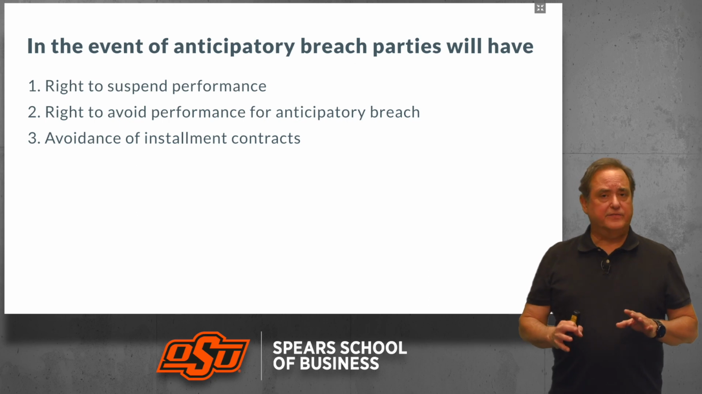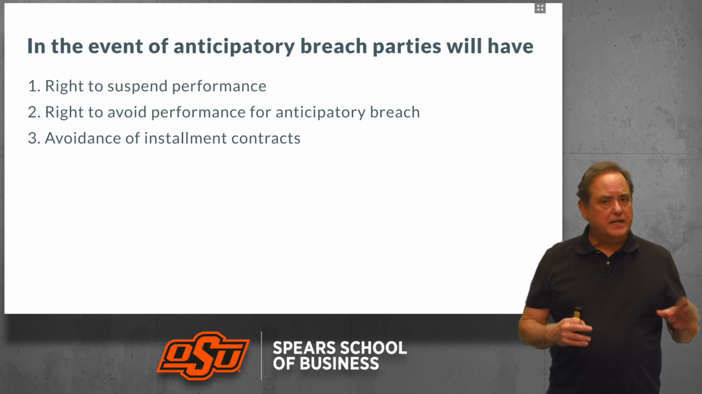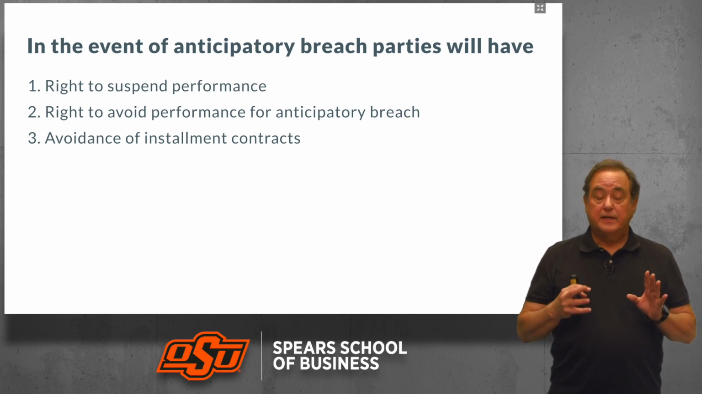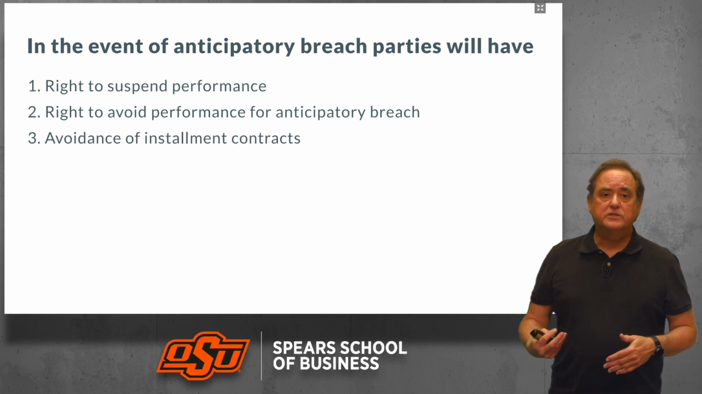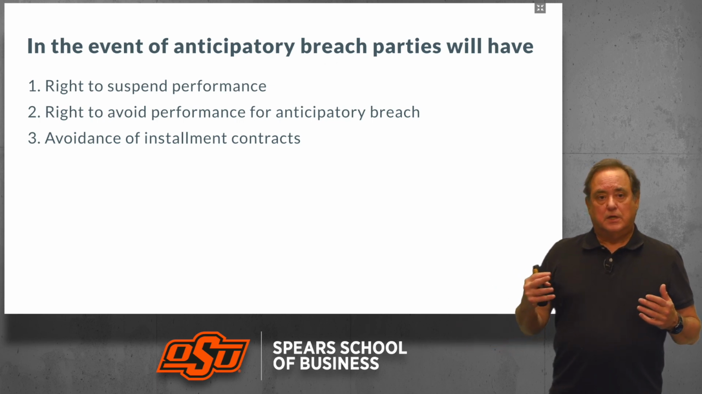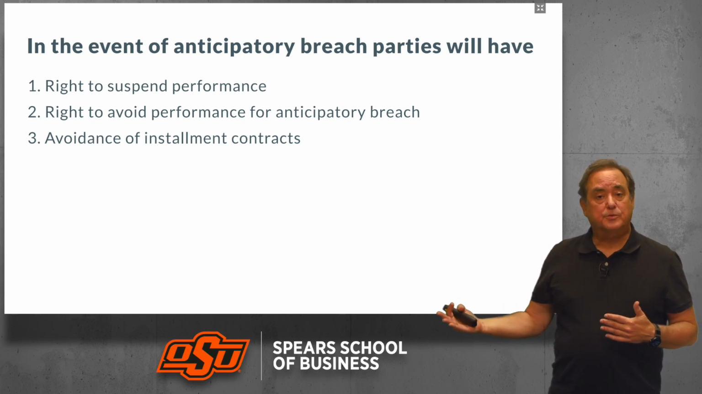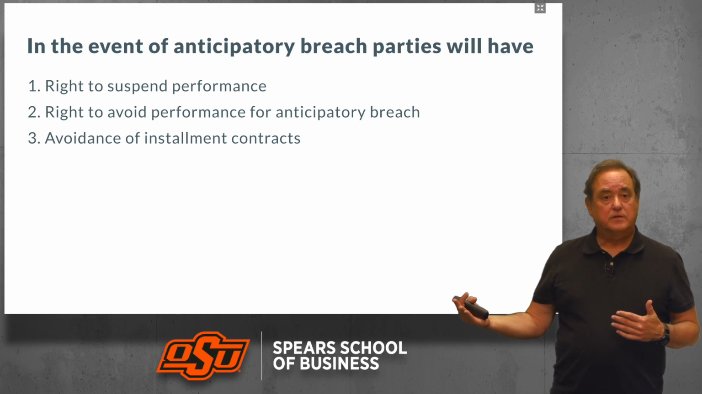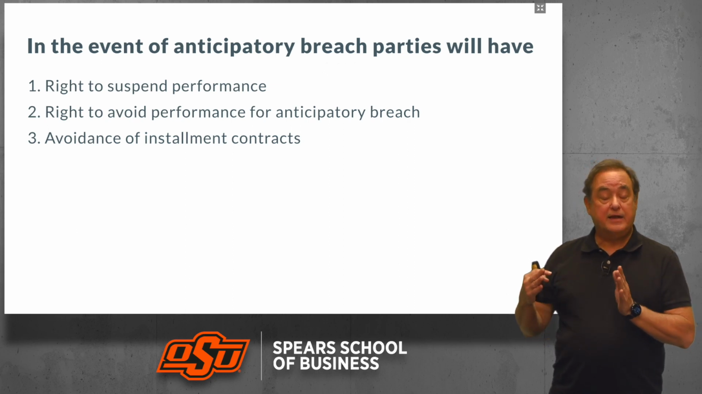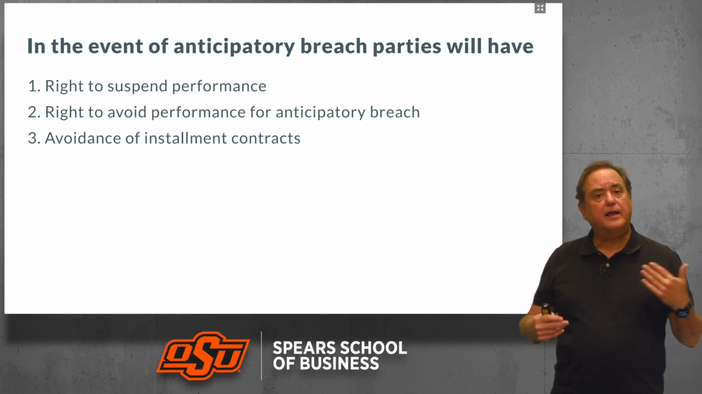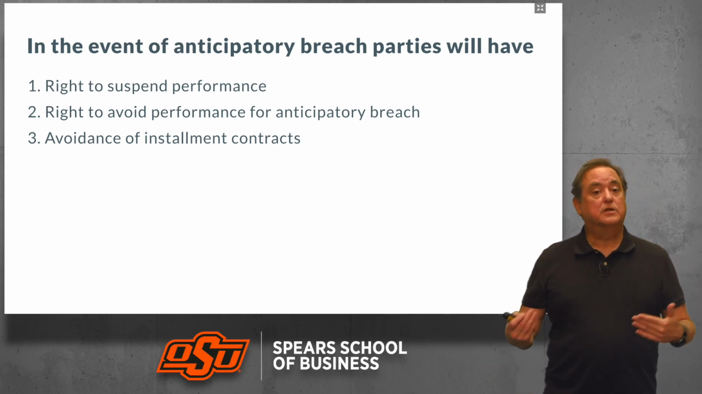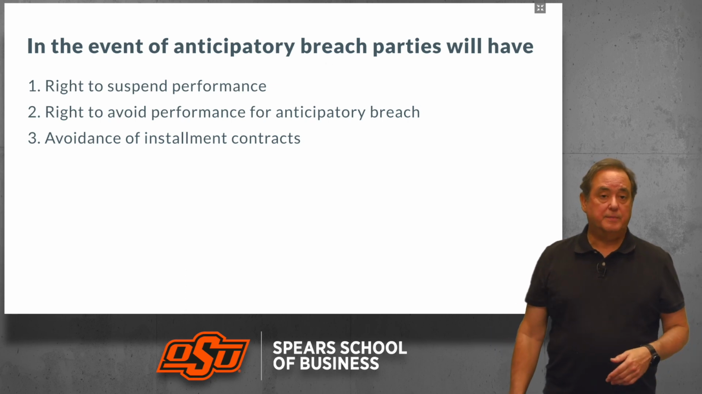So, in the event of anticipatory breach, the CISG gives the parties certain rights. First of all, they could suspend performance, meaning if I believe that you are not going to pay for the goods, I can suspend my obligation to ship the goods to you. I have a right to simply avoid performance, to cancel performance entirely. Or if it's going to be involving an installment contract, I can avoid, meaning not have to comply with future installment terms, either delivery of goods or payment on an installment basis.